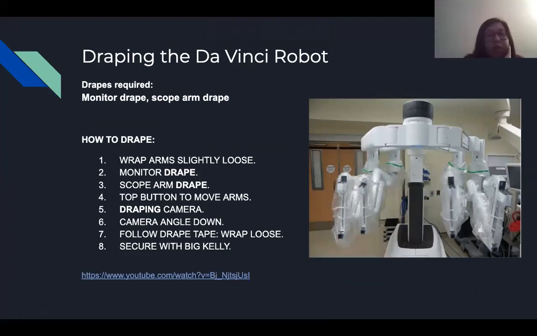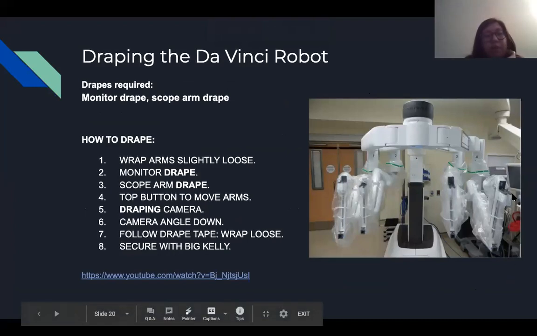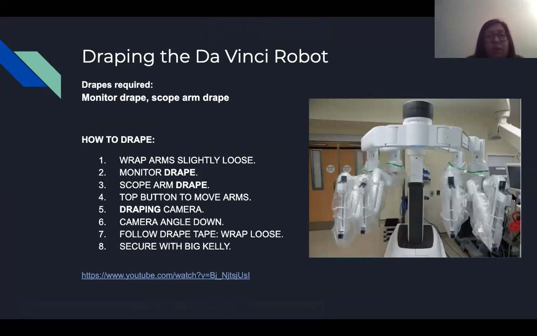Okay, so the drapes required are going to be a monitor drape and a scope arm drape. So you'll want to wrap the arms slightly loose, apply the monitor drape and then the scope arm drape. Use the top button to move the arms, drape the camera, and angle the camera down. Then you want to follow the drape tape, wrapping loosely, and then secure with the big Kelly.